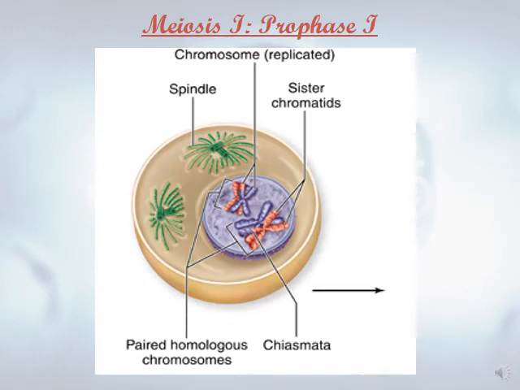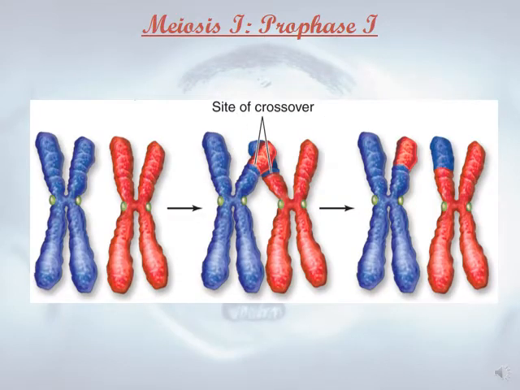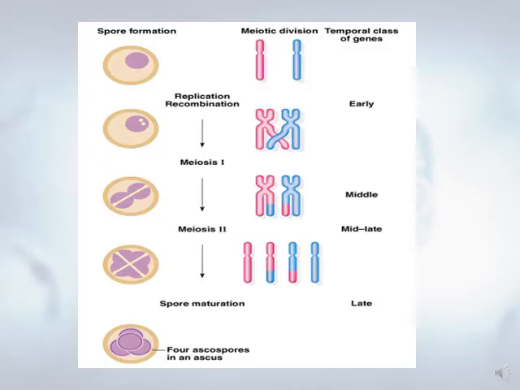Prophase I. Here we have something called tetrads. So we don't have the chromosomes alone. So we have something called crossing over that will occur.